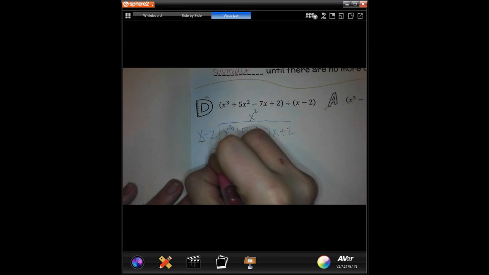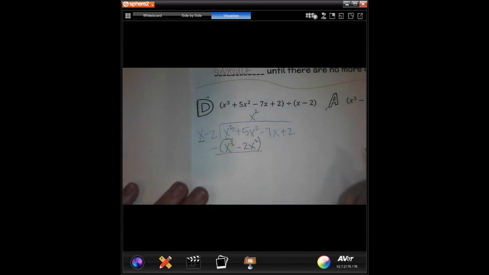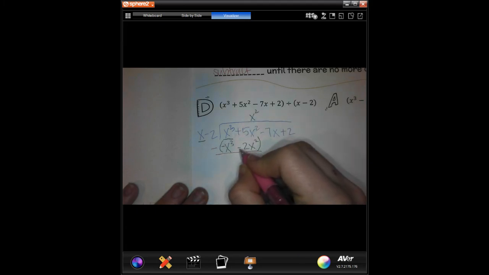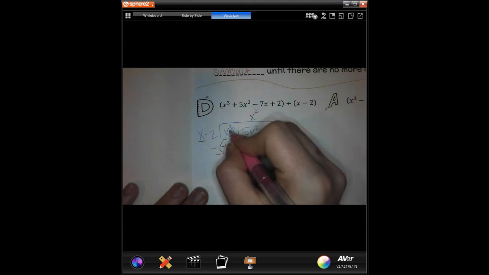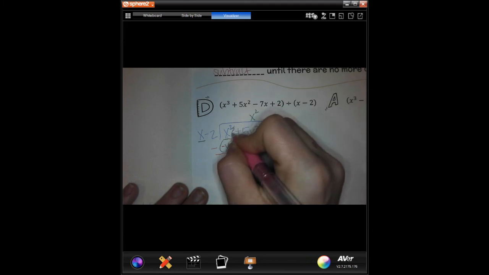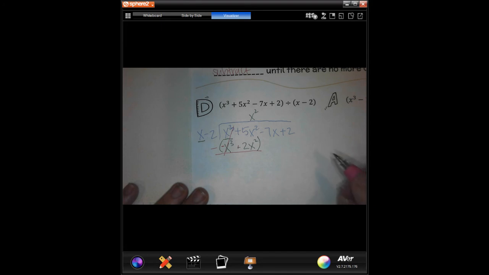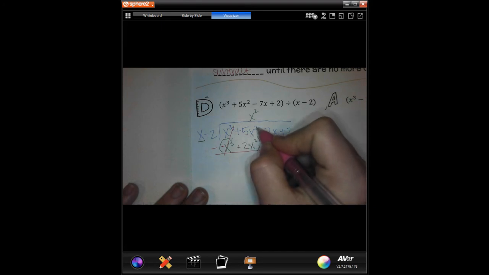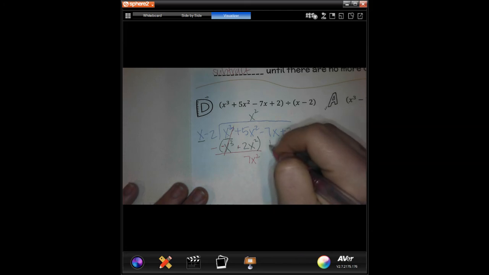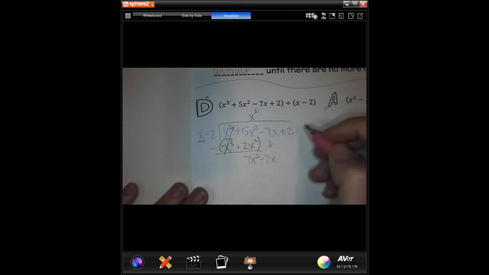And now we're going to take the opposite of both of those. So that means that this positive x to the third becomes a negative. This minus becomes a plus. So then we have x to the third minus x to the third. That cancels out. So there's no more x to the thirds. And 5x squared plus 2x squared, now we have 7x squared. I'm going to pull down everything else, and I'm going to start the process over.